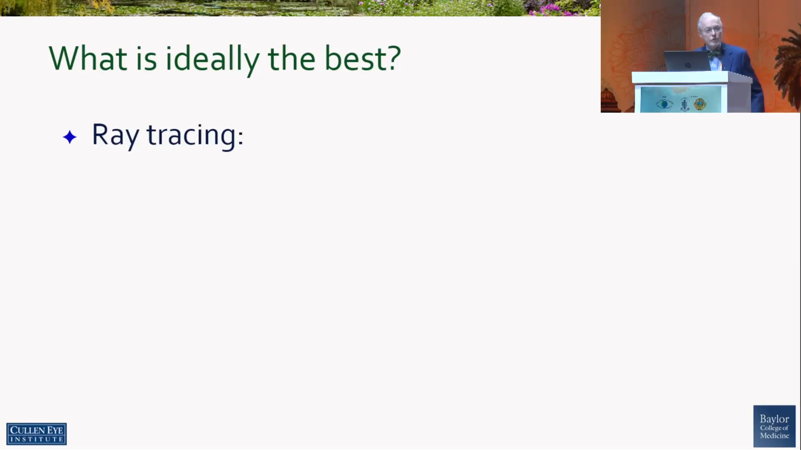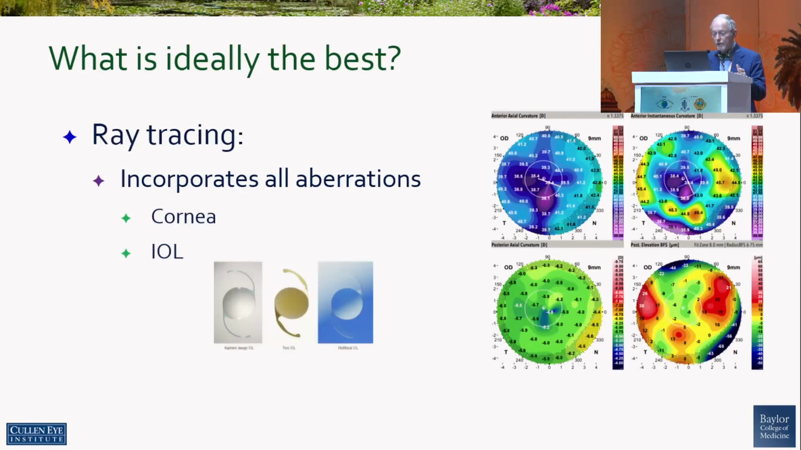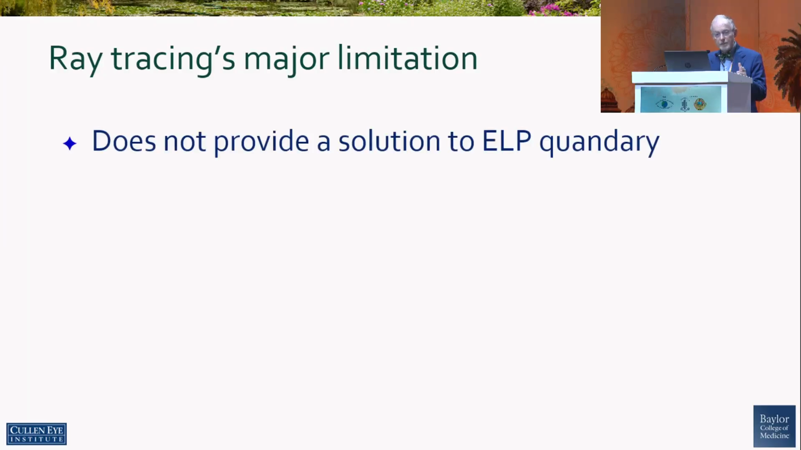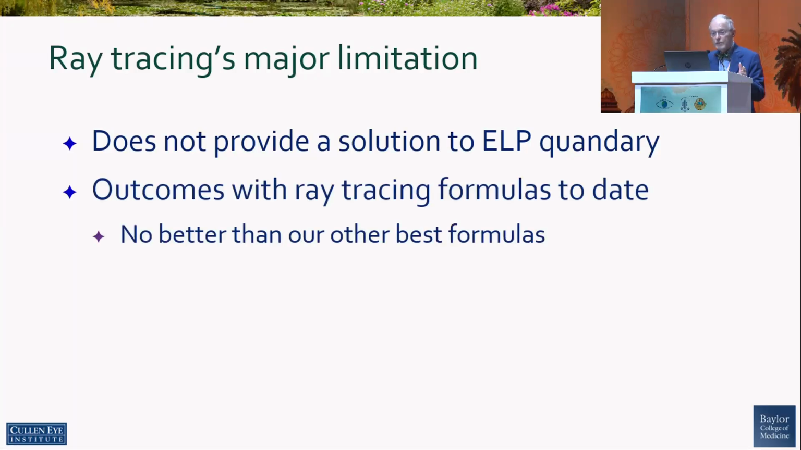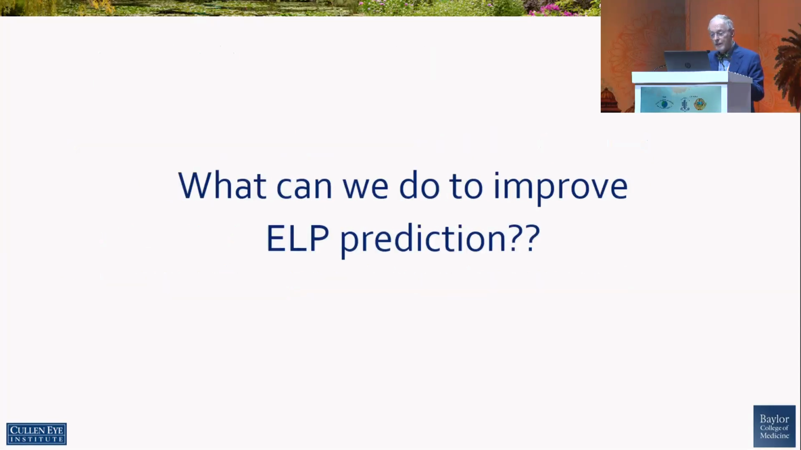Ideally, ray tracing should give us the best results because it incorporates all of the aberrations from the front of the cornea, from the back of the cornea, from the lens implant. But the limitation that ray tracing faces is the same one every one of these formulas faces. It doesn't provide a solution to calculating ELP that is unique from other formulas. So it really has not turned out to be any better than our other formulas. It's probably going to have a more useful role in eyes with irregular corneas, but the data to date don't suggest that that's come to pass.